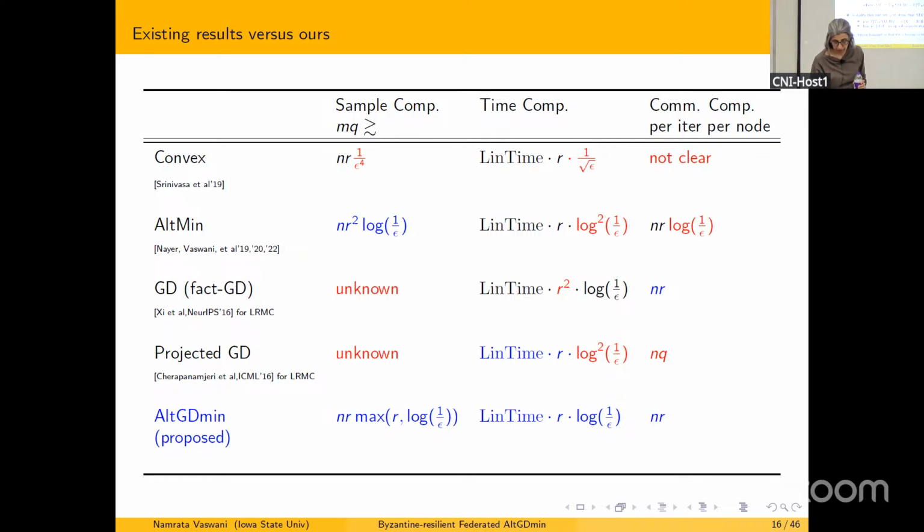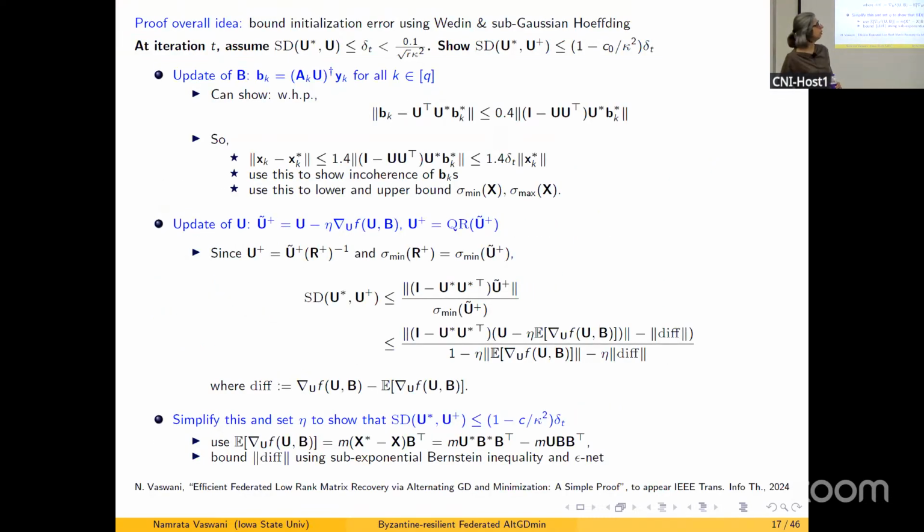Okay. I have a few slides on the proof, but I think I'll postpone those to one-on-one discussions if we are interested. But at top level, the proof needs you to know the Wedin or the Davis-Kahan sine theta theorem, which is essentially looking at the error between two matrices and using it to bound the subspace distance between their top R singular vectors.